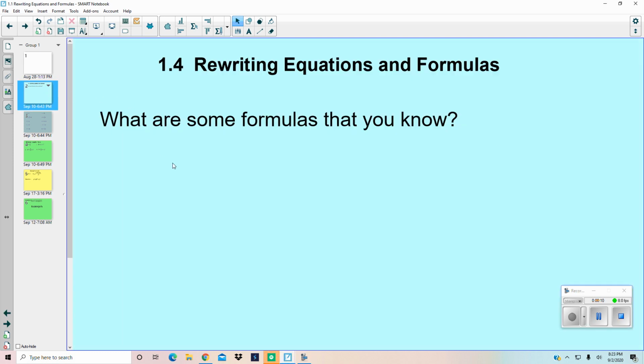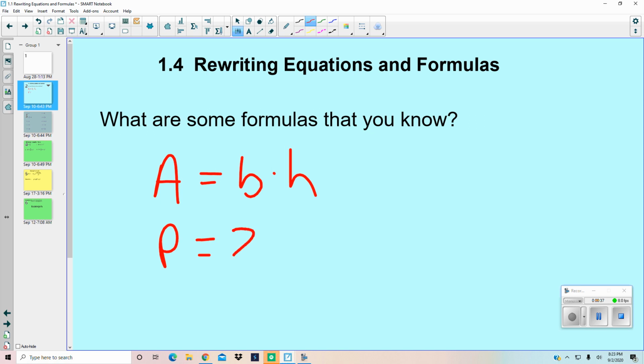So what are some formulas that you know? If you think about geometry, are there any formulas that come to mind right away? Maybe area equals base times height. That might be one formula. Or perimeter equals 2 times the length plus 2 times the width. That might be another formula.